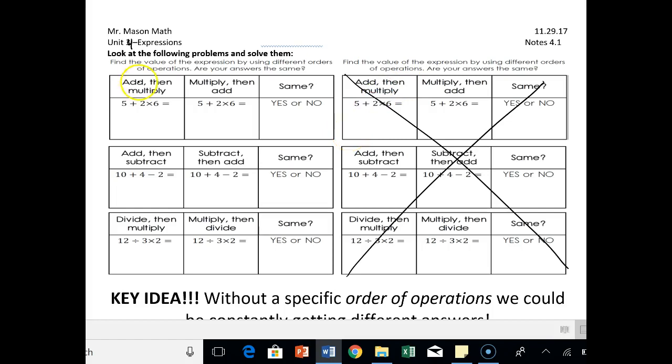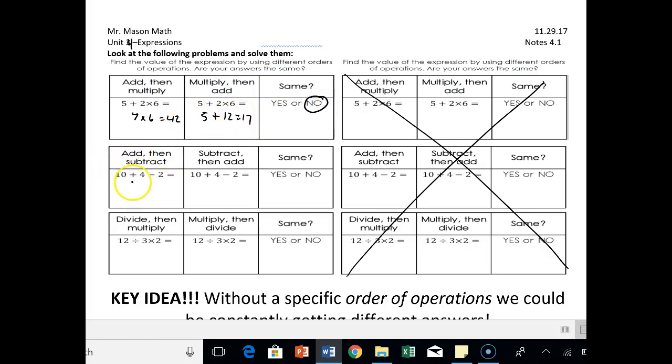It says add and then multiply. So you want to add 5 plus 2, which is 7, and then multiply 7 times 6, that's 42. But here you want to multiply, then add. So 2 times 6 is 12, then add 5 plus 12 is 17. So did you get the same answer? No, you got 42 in one and 17 in the other.